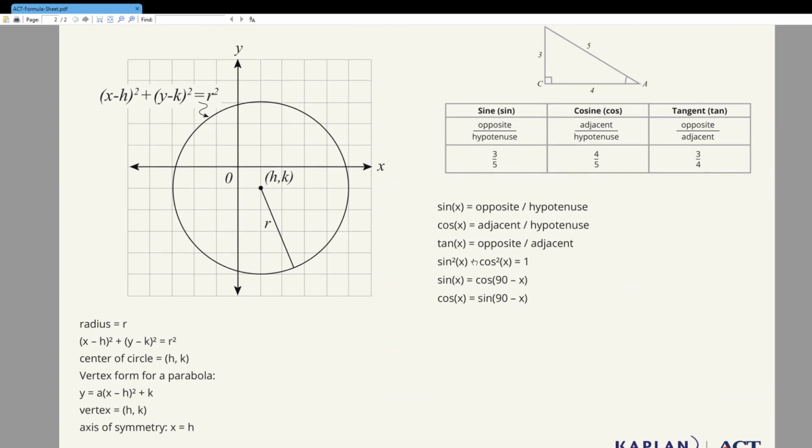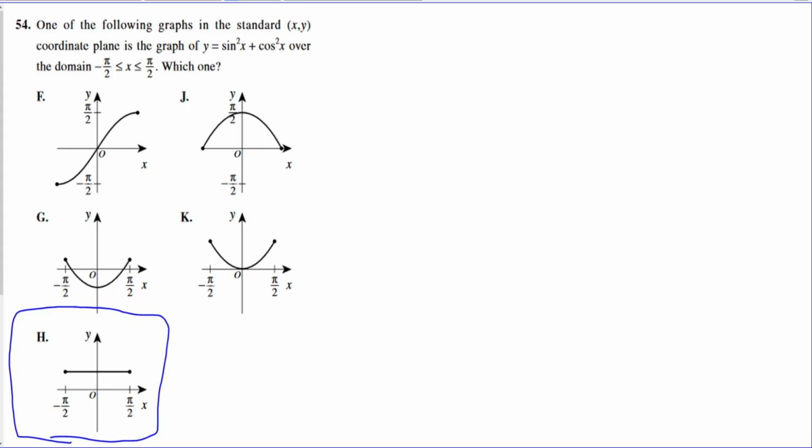Right here, they're telling us that sine squared x plus cosine squared x is a trig identity that is equal to 1. So really, what this problem is saying is, what is the graph of y equals 1? Well, that's just a horizontal line. That's what choice H is saying. So it does make sense what our graph did.